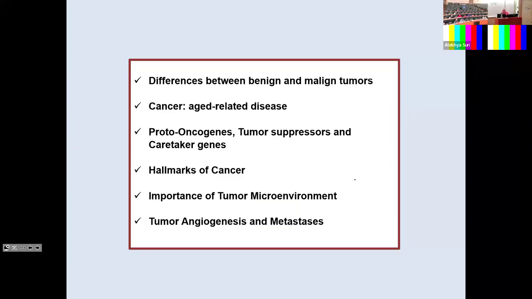So now we are going to make a summary, right? We discussed the difference between benign and malignant tumors. We said that cancer is an age-related disease. Then we also discussed how important the proto-oncogenes, tumor suppressor and caretaker genes are, because if you have mutations there, you can develop a tumor. The hallmarks of cancer, the importance of the tumor microenvironment, and then tumor angiogenesis and metastasis, right?